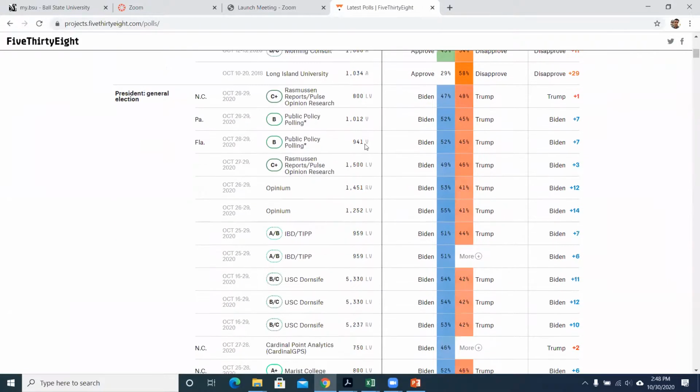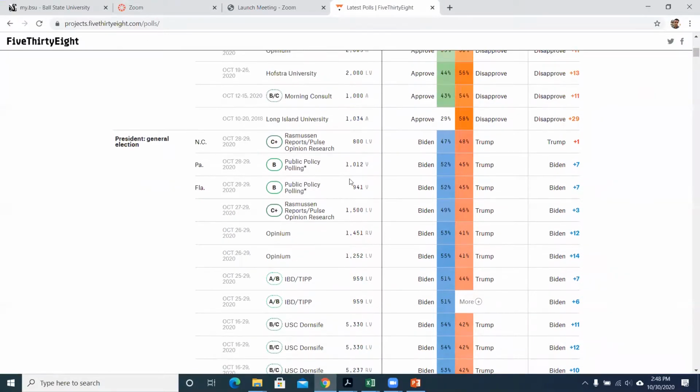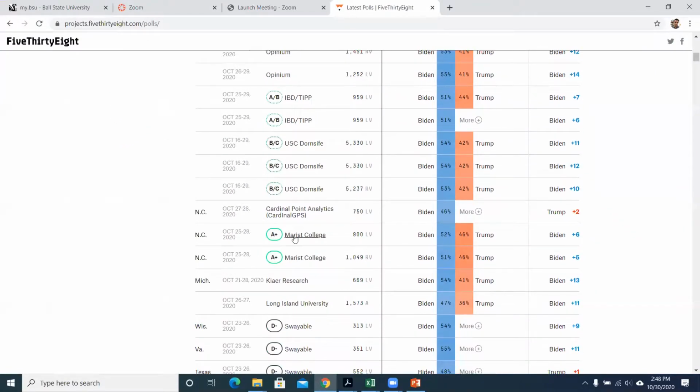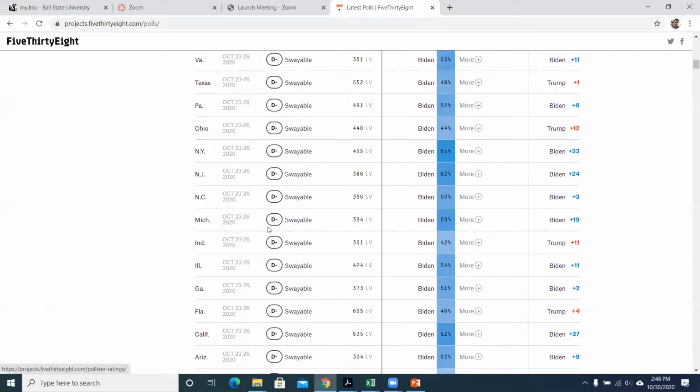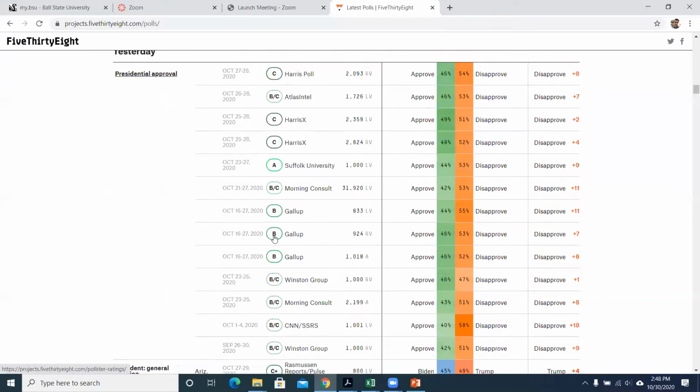Some of these are close. Like here, Rasmussen, over the last 2 days, has a neck and neck race. And this is just in North Carolina. If we wanted to look at the whole popular vote, we've got it broken down by state.